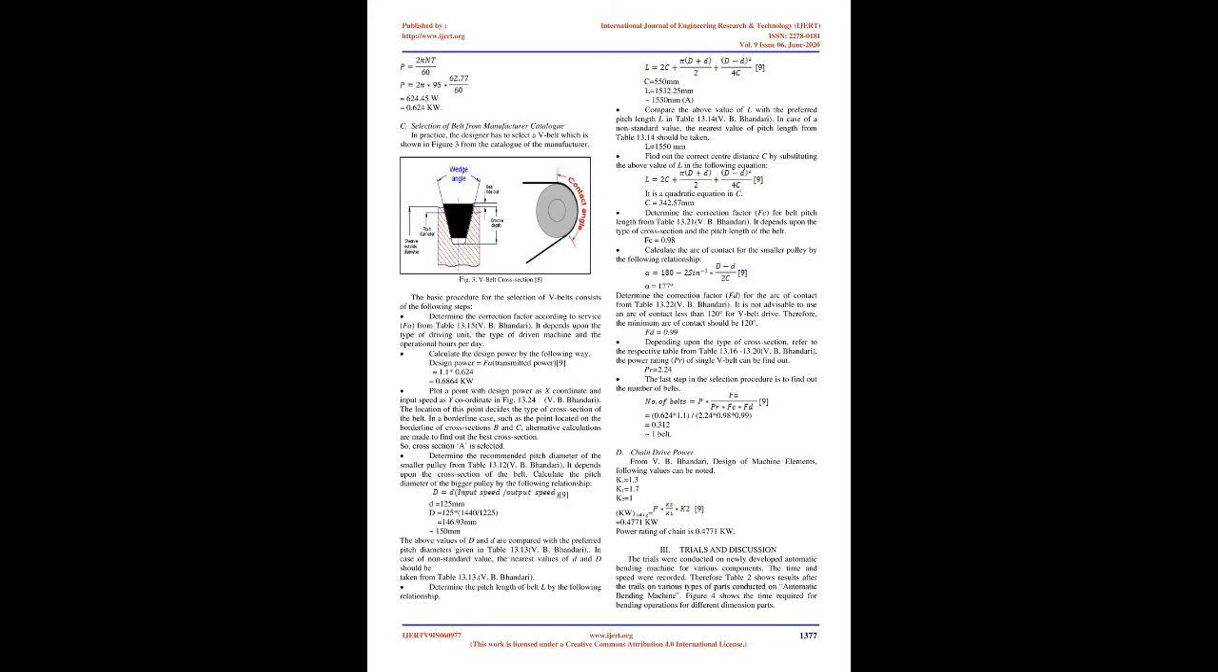Plot a point with design power as x coordinate and input speed as y coordinate in Fig 13.24, VB Bundari. The location of this point decides the type of cross-section of the belt. In a borderline case, such as the point located on the borderline of cross-sections B and C, alternative calculations are made to find out the best cross-section. So, cross-section A is selected.